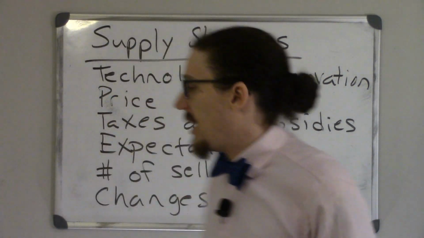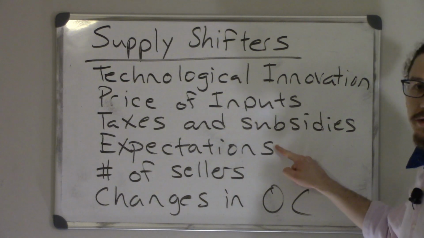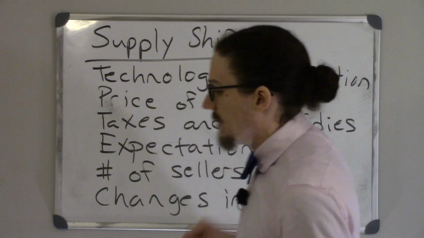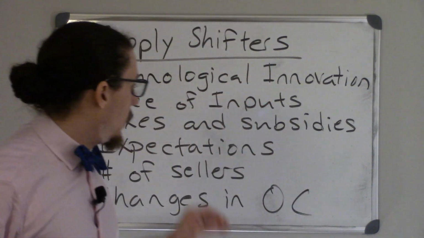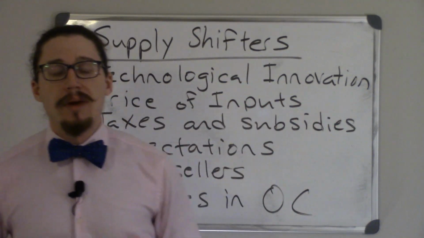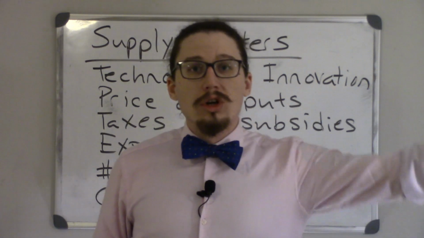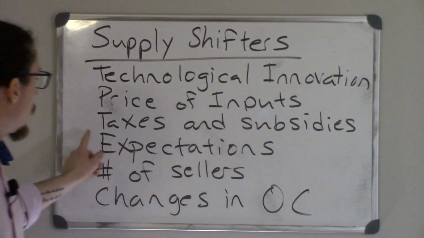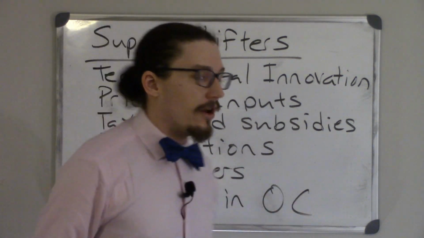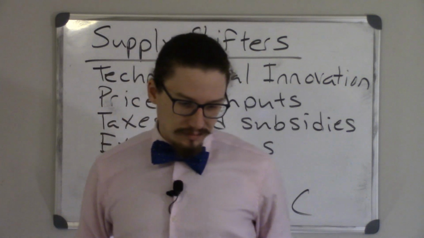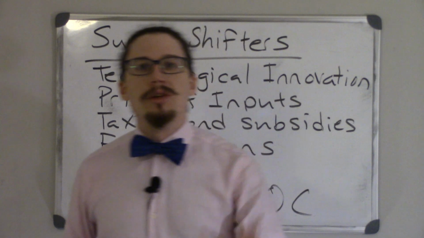Expectations, similar to expectations with demand, and I will say this one's kind of the trickiest out of all of them, because we have expectations on both the demand and supply shifters lists. But as I mentioned in the video for demand, there we're looking at consumer expectations. Here we're looking at supplier or producer expectations.